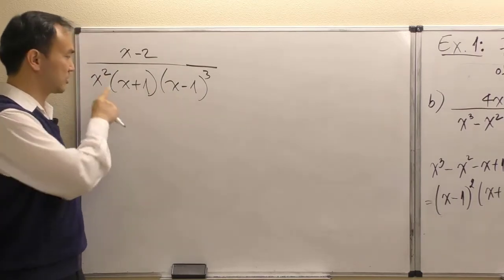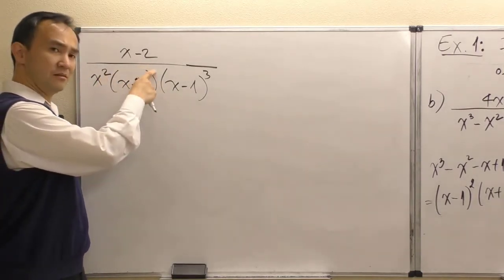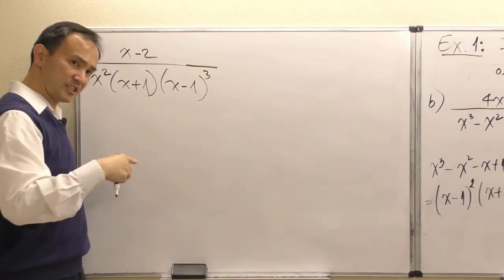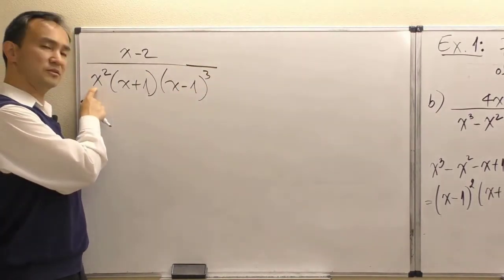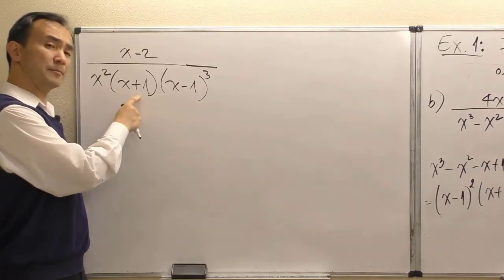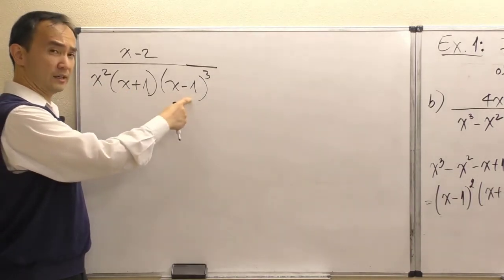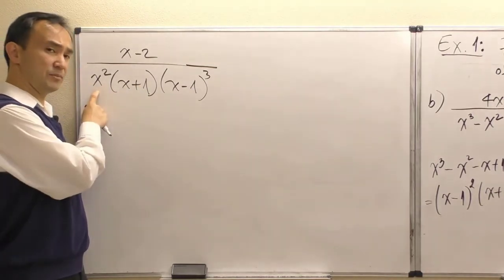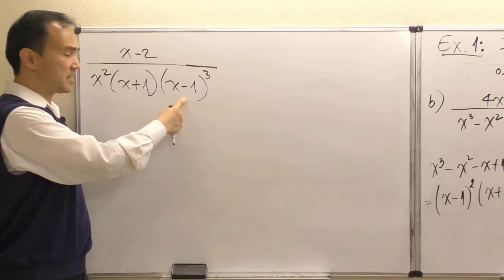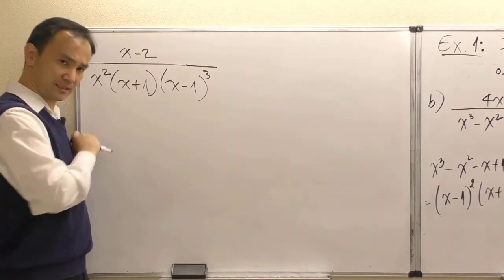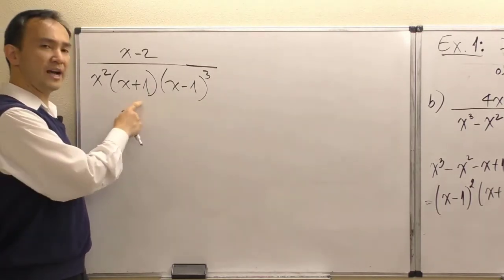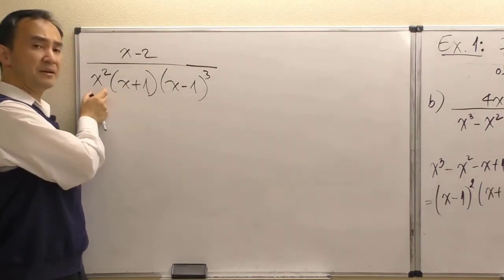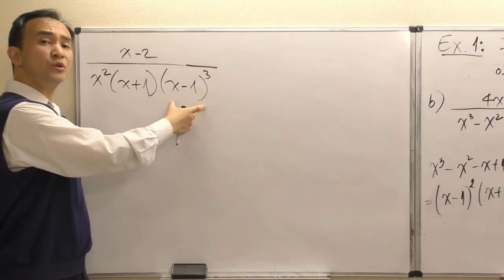The total here is 2 with 1 with 3. That makes 6 total factors. But as far as distinct, there are only 3. There's the x, the x plus 1, and there's the x minus 1. These are the distinct. And then as far as repeats, the x has repeats, the x minus 1 has repeats, the x plus 1 has no repeats. X plus 1 has only multiplicity 1. It only appears once. This thing appears twice. This thing appears 3 times.